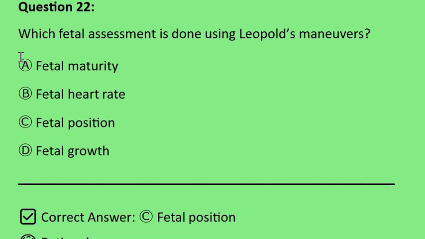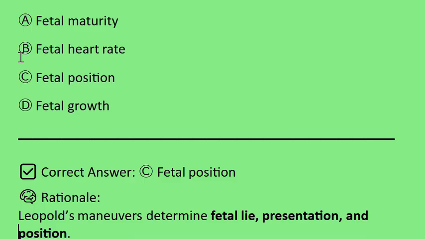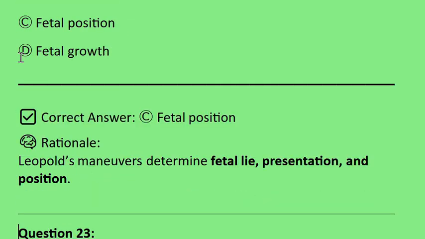For this question, the correct answer is fetal position, and the rationale is Leopold maneuver determines fetal lie, presentation and position. And see, we also give you the rationale. So this is the Leopold maneuver. Even we give you the most important terminology in most important topics, the knowledge about those topics. So see the way these videos are most important for your exam, you can imagine.